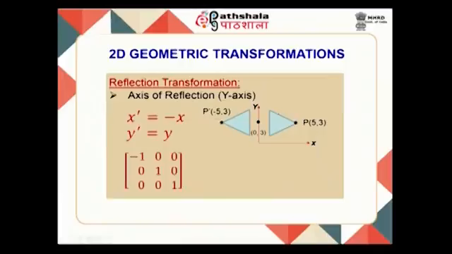So, the x coordinate is actually negative. It is 5 here, it is minus 5 here for the reflected position, while the y coordinate is the same. So, the equations here represent the reflection with respect to the y axis, that is x dashed is equal to minus x, and y dashed is equal to y. So, the matrix that corresponds to reflection with respect to the y axis is the identity matrix with the first element being negative. So, there is minus 1 0 0, 0 1 0 and 0 0 1.